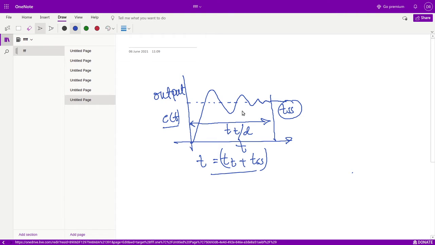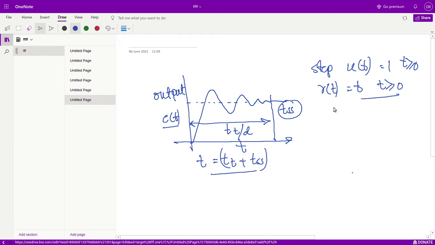The time response of a control system means how a system behaves in accordance with time when a specified input signal is applied. Specified input signal means these types of signals: either the step signal, u(t), or the ramp signal, r(t) equal to t. u(t) equals 1 for t greater than or equal to 0, and it is 0 otherwise, because we only consider causal systems. Then there is t square for t greater than 0, and delta(t) equal to 1 for t equals 0.